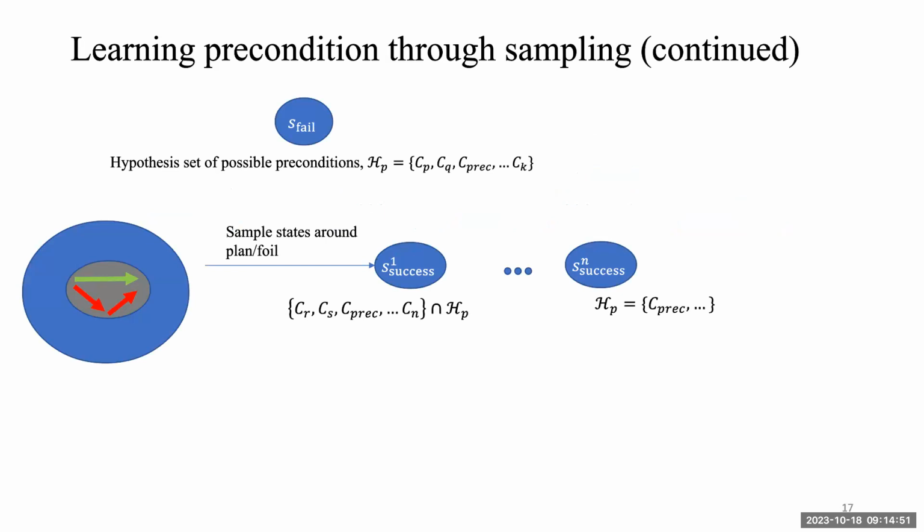Then we basically sample states around the original plan and the foil. These are the sample states. We look at what are the concepts that are present in this. These are all the states where the action is executable. So one of these concepts would be the precondition. And we simply take the intersection of these two sets because the precondition would be present in both the sets. So we essentially keep on doing this for a large sampling budget. So eventually only the precondition concepts would remain in the set. So we can give that as an explanation that that is what was missing in the original state.